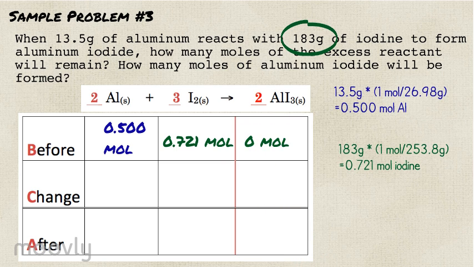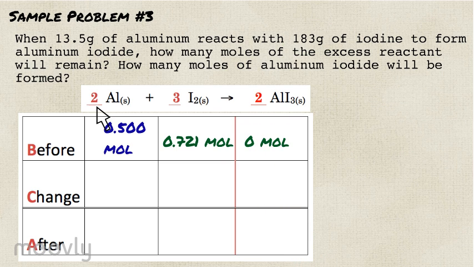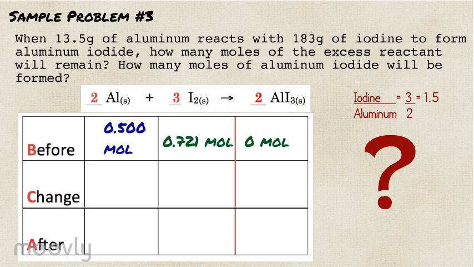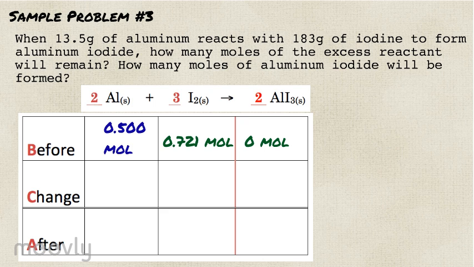Our balanced equation tells us that 2 moles of aluminum will react completely with 3 moles of iodine to form 2 moles of aluminum iodide. Therefore, we need 3/2, or 1.5 times as many moles of iodine as aluminum. Do we have enough? Which reactant runs out first? To see which reactant gets consumed completely, we will use mole ratios with the starting number of moles to figure out how much of each reactant would be needed.